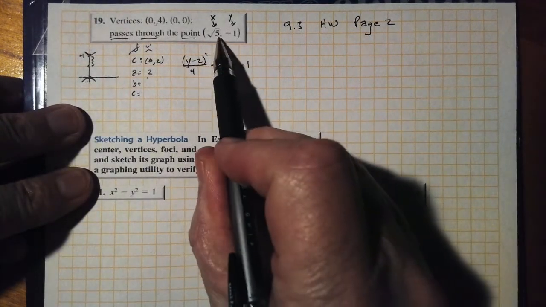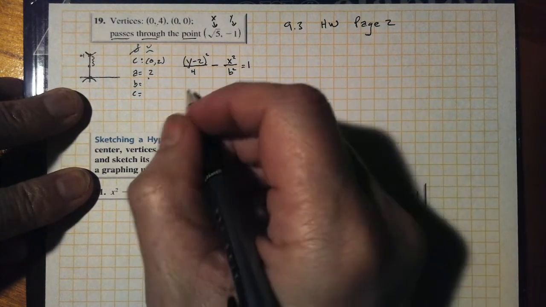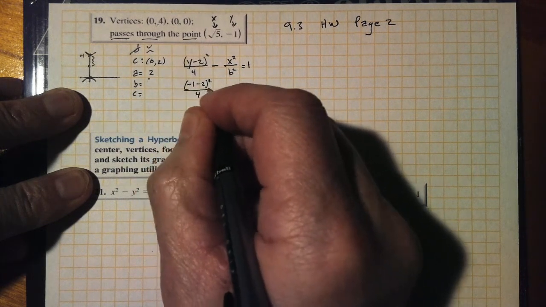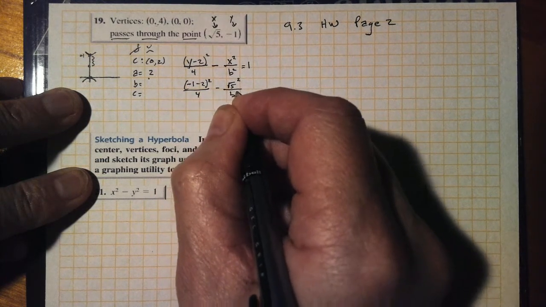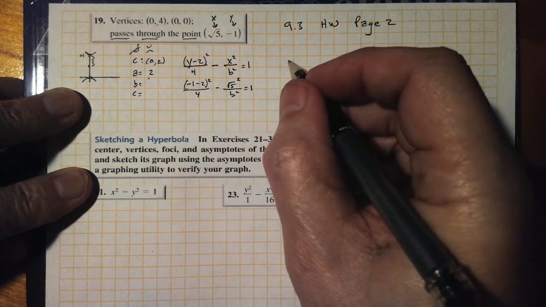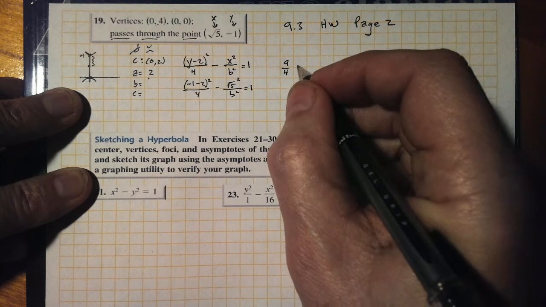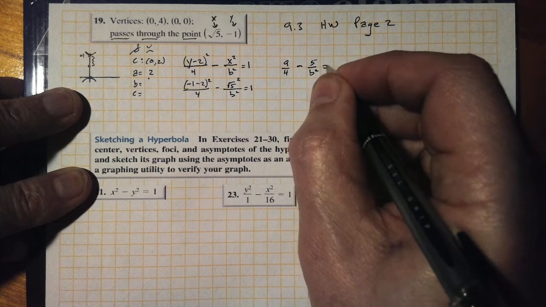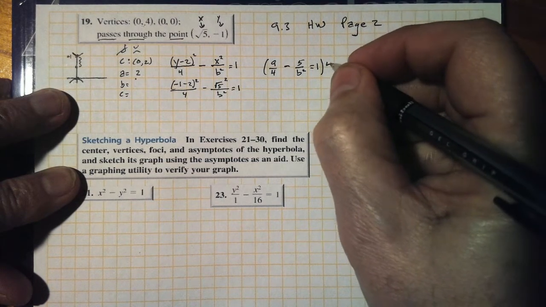And to find b, I'm going to go ahead and plug these values in. So let's see here, I got some room over here, that's good news. I get -1 minus 2 squared on 4 minus square root of 5 squared on b squared equals 1. So I'll write this up here. This is -3 squared, 9 on 4, minus square root of 5 squared, 5 on b squared equals 1. I'm going to multiply by my least common denominator, as I always do in this situation.